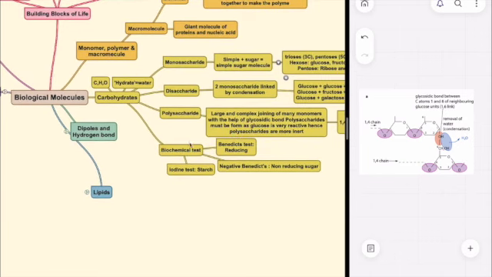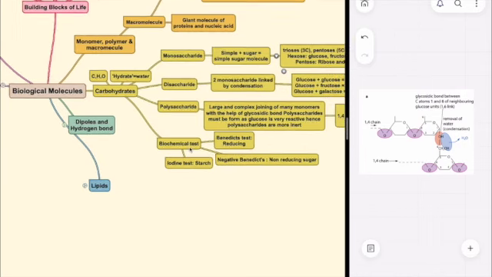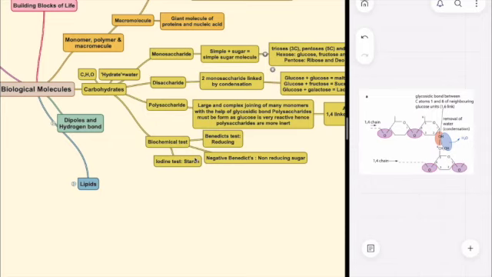Next is the biochemical tests that you need to know. The biochemical tests for carbohydrates are Benedict's test for reducing sugars, negative Benedict's test for non-reducing sugars, and the iodine test for starch. The summary and the procedure of the tests will be given later.